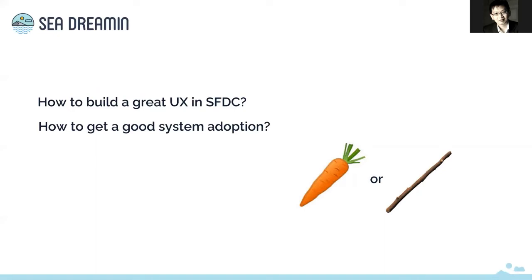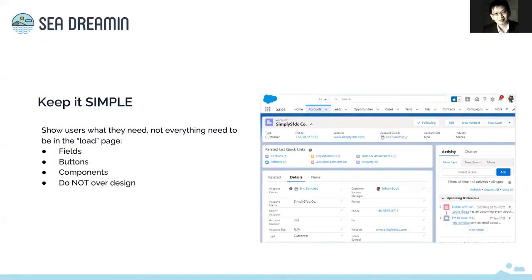So what can we do? Let's go to this presentation. I have 7 items to share on how to build a better user experience based on my experience working with the Salesforce platform. First, always keep it simple. Your users just need to see things that they want to see. Like the fields, button, component, do not over design.